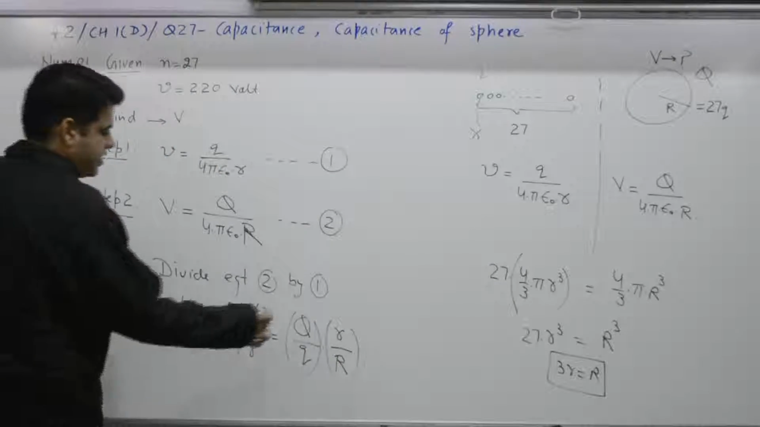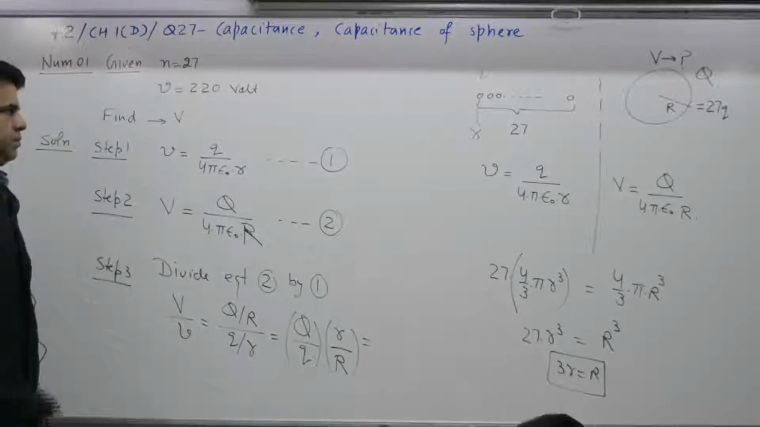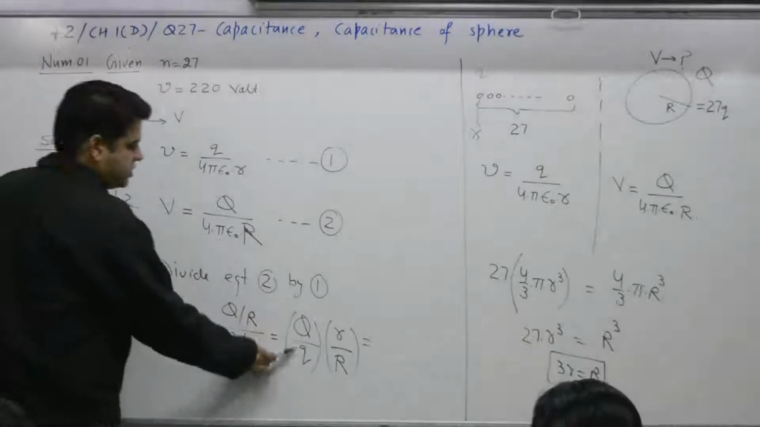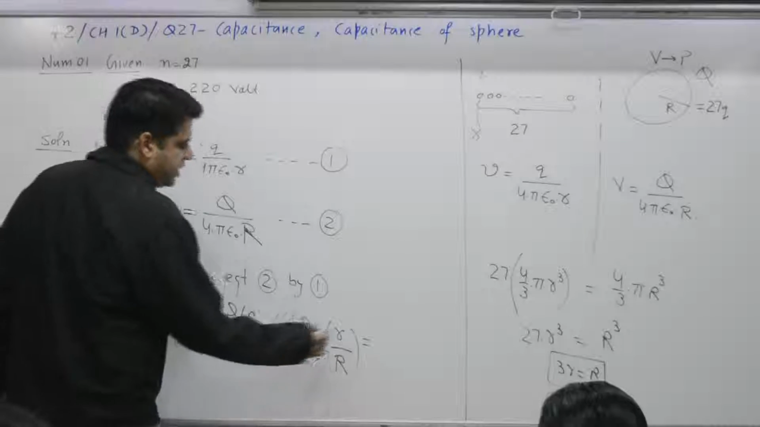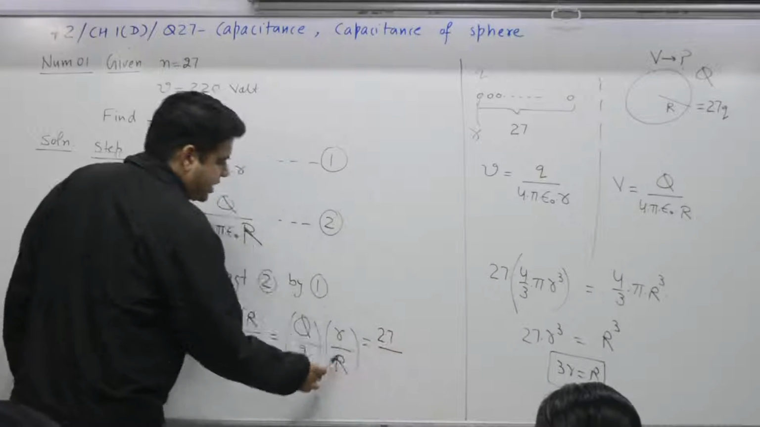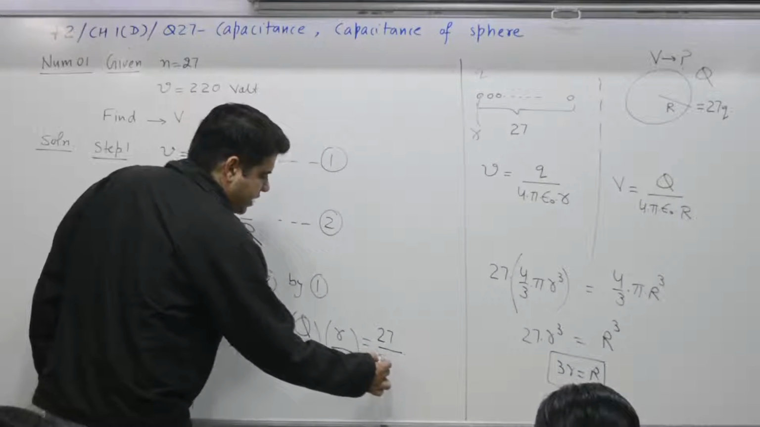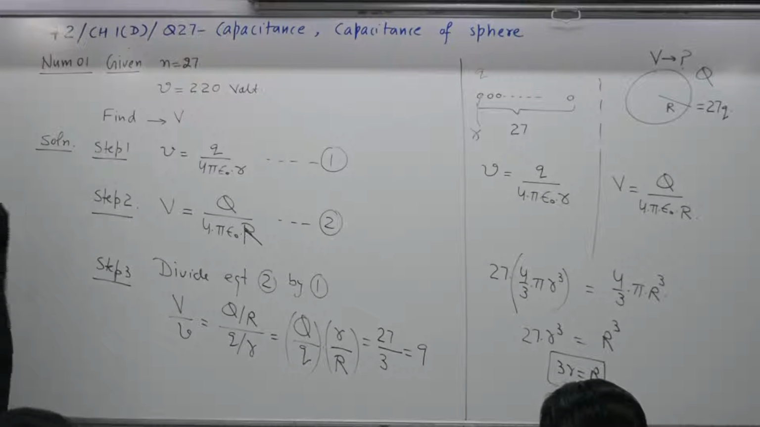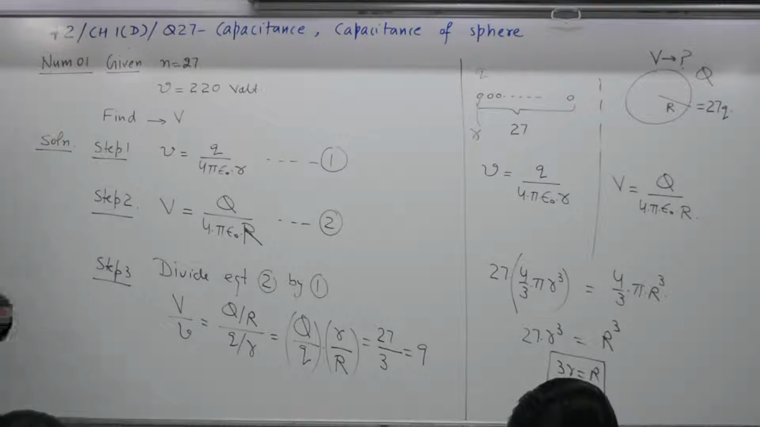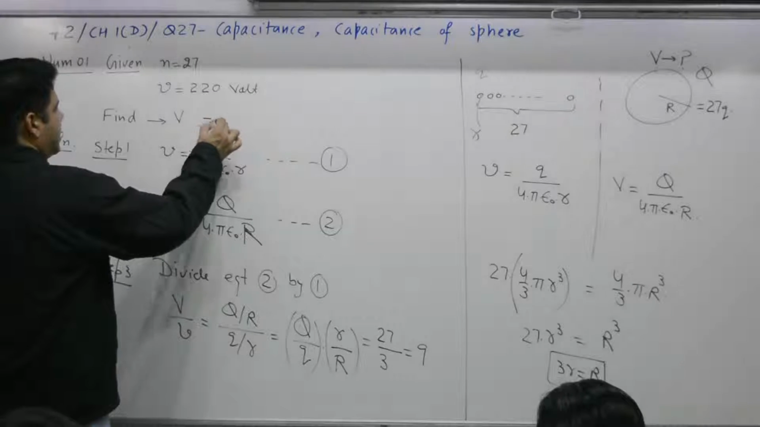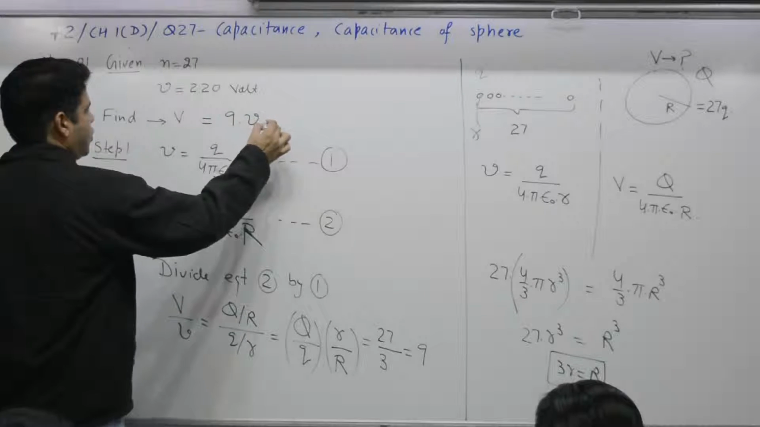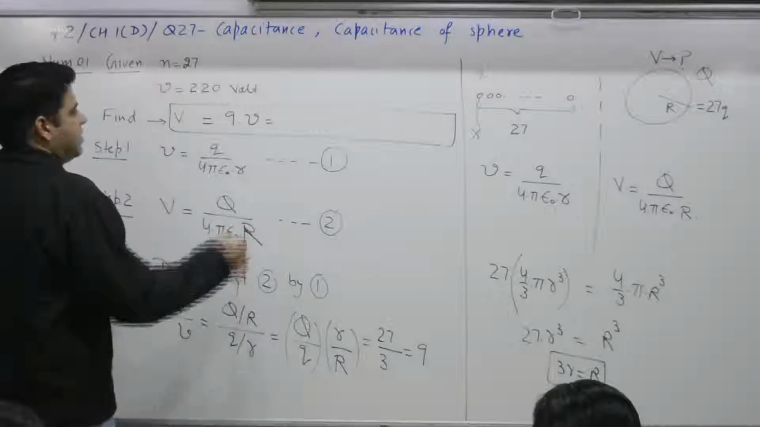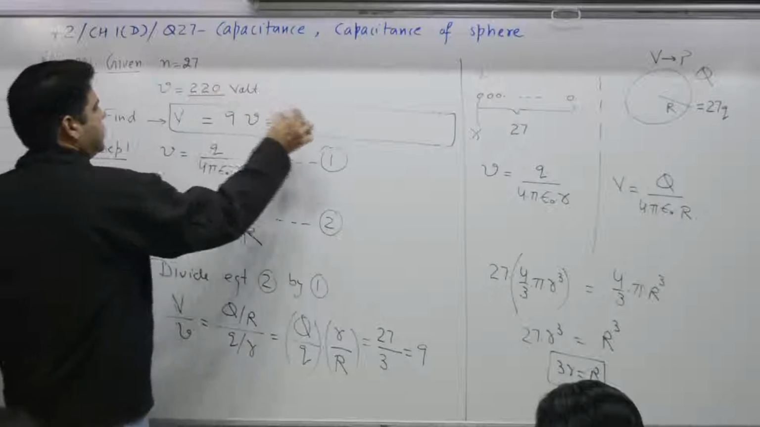So, put a value here. Capital Q is how many times? 27 times. Capital R is how many times small r? 3 times. What you get is 9. Voltage of big drop, capital V, is equal to 9 times small v. What is the voltage of small drop? 220.